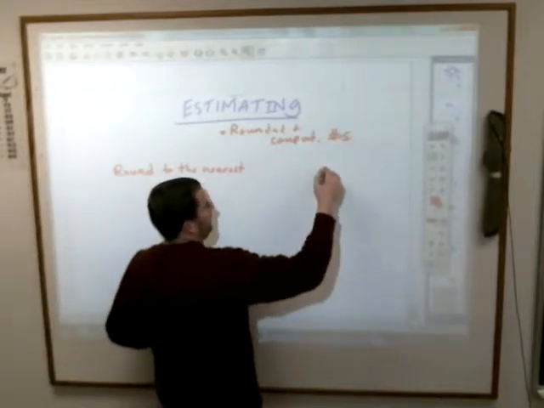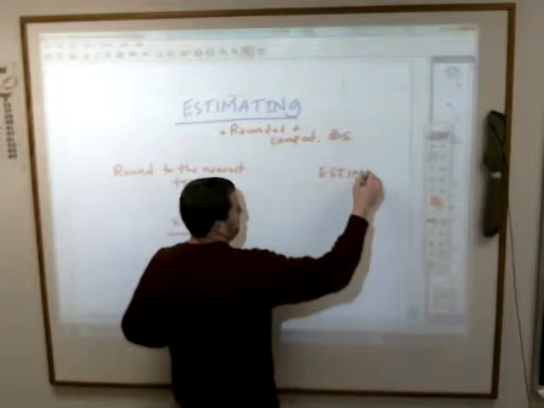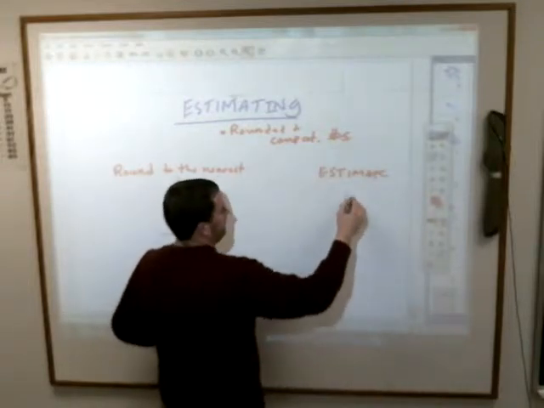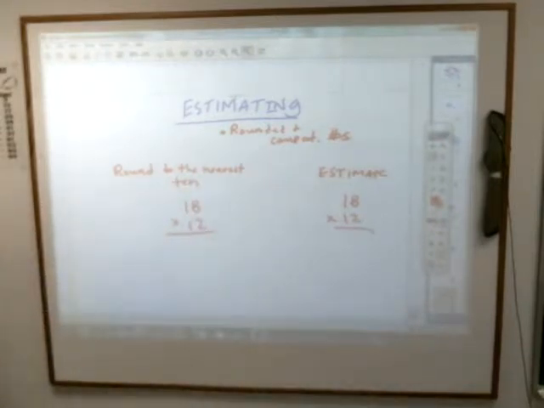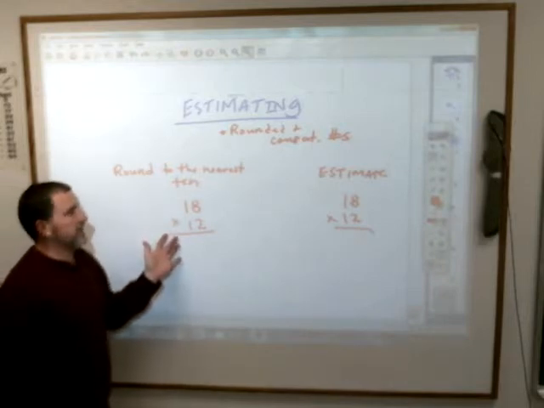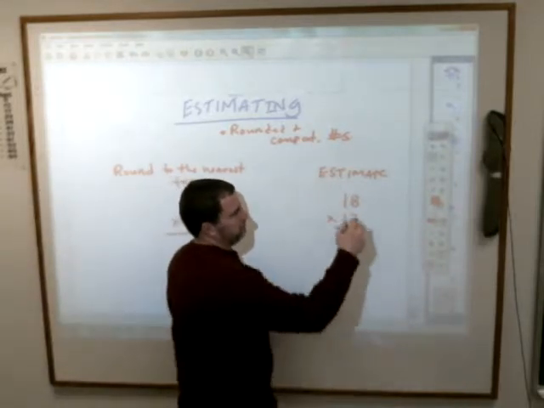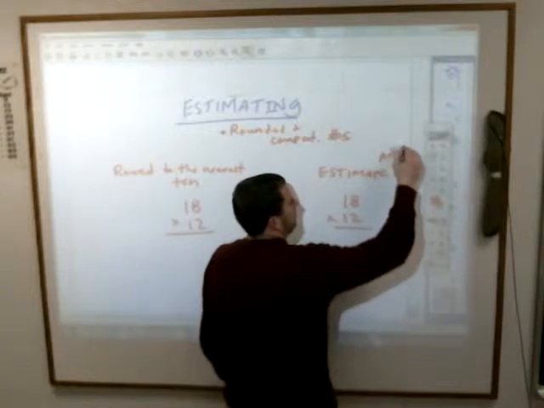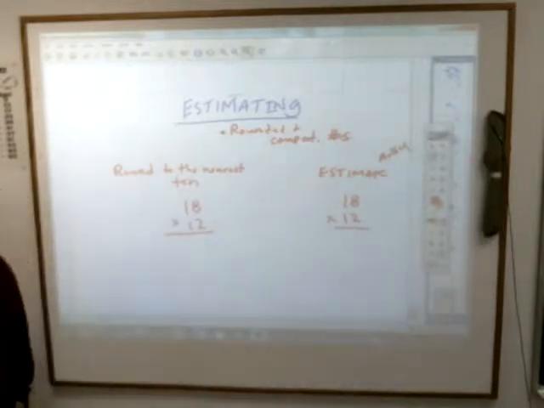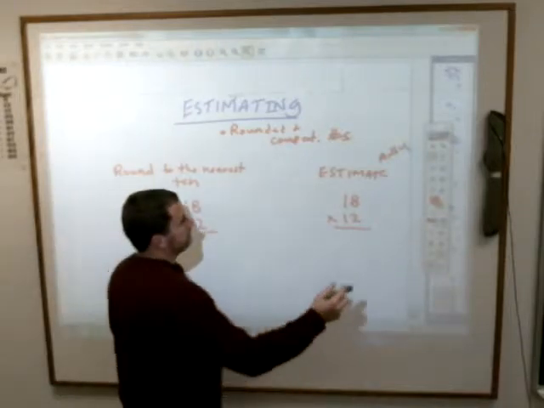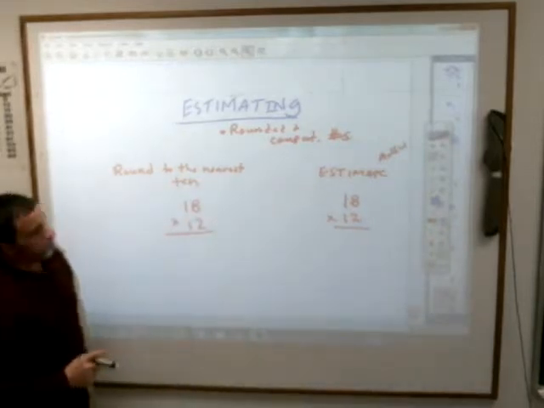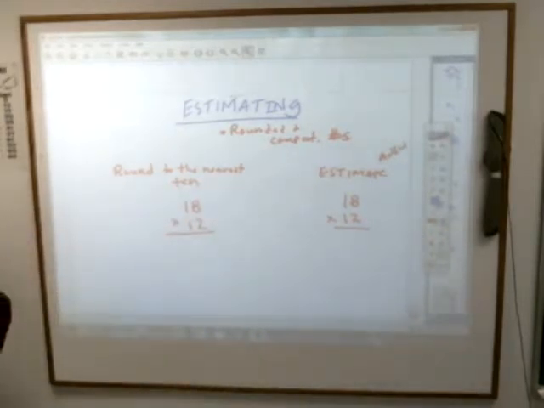And then let's say I ask you to estimate 18 times 12. What would be the difference in those two problems? What's the difference between rounding to the nearest 10 or estimating your answer? Anybody? Which problem? Logan? Rounding, go to the nearest 10 or 5. But you could do that with estimating too. What is the difference if I asked you to estimate an answer as opposed to rounding an answer?